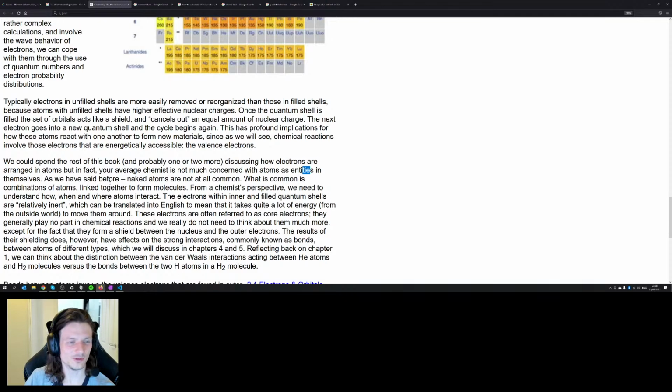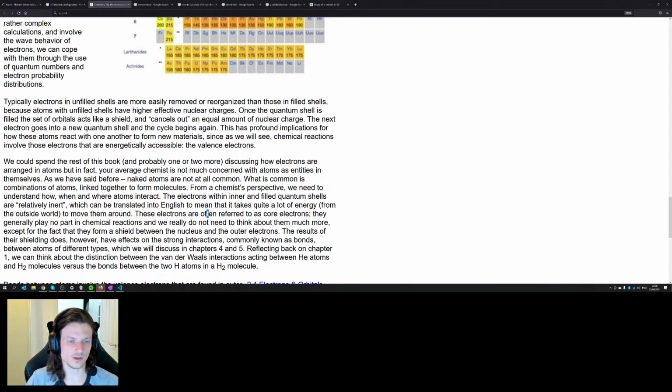As we have said before, naked atoms are not at all common. What is common is combinations of atoms, linked together to form molecules. From a chemist's perspective, we need to understand how, when, and where atoms interact. The electrons within inner and filled quantum shells are relatively inert, which can be translated into English to mean that it takes quite a lot of energy from the outside world to move them around.